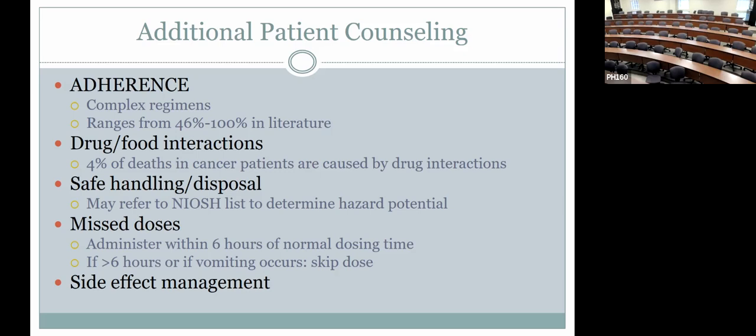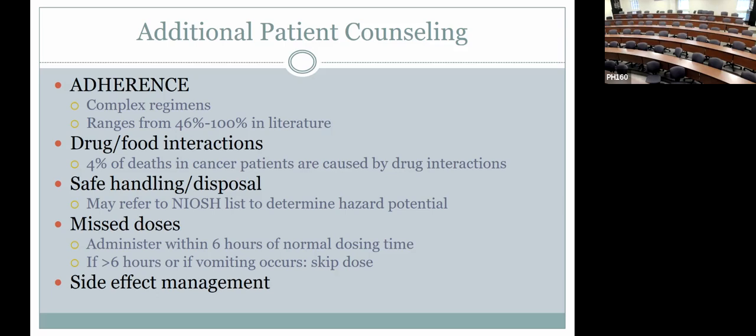So next are drug and food interactions. This is something that may need to be looked up for patients, but it's really important to do so. Statistically speaking, approximately 4% of deaths in all cancer patients are due to drug interactions. So this is really an important intervention that we can make. And our patients also need to know how to handle the meds. And if there are any leftover medications for whatever reason, they need to make sure to know how to dispose of them. A good reference would be the NIOSH list to determine the specific hazard potential for whatever specific TKI you're dispensing, as well as the package insert in the preparation and administration section.